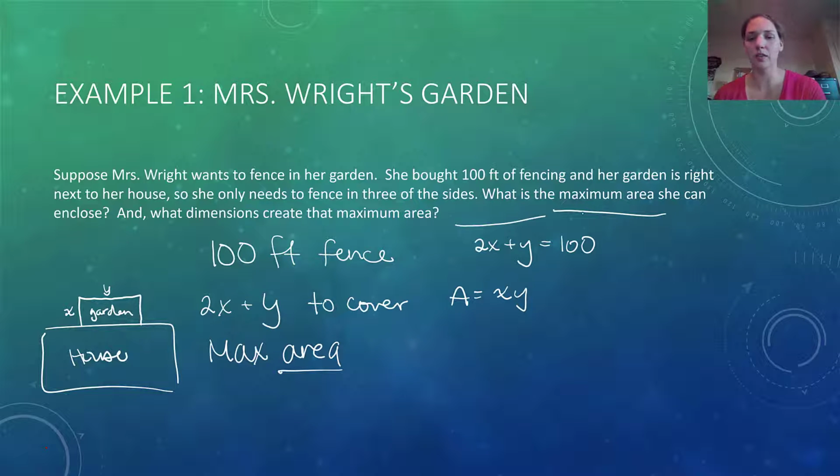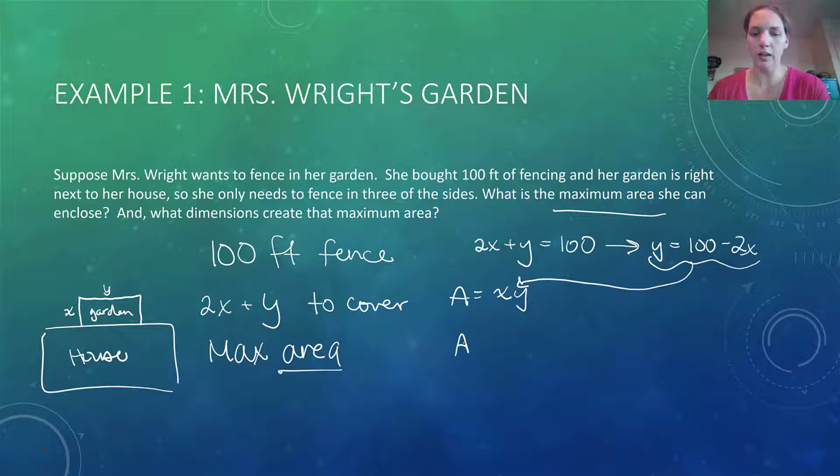So now I have my two equations. This is helpful. But I can't optimize this xy until they're both the same variable. But I can make that happen. If I solve this and say, okay, I want to get y alone, because I don't have to divide anything by 2, y equals 100 minus 2x, yeah? So now I sub that in here. So the area equation becomes x times 100 minus 2x. Now this is a function I can optimize.